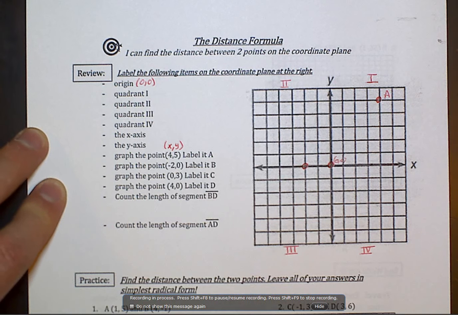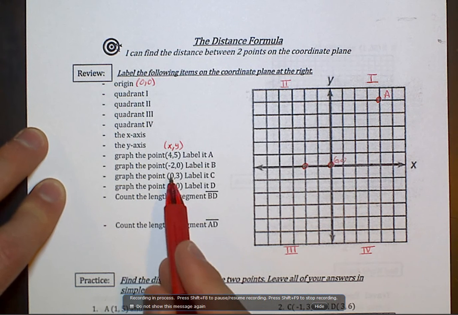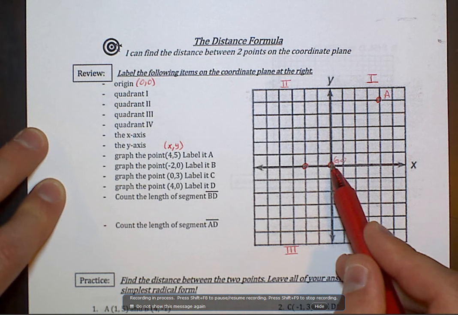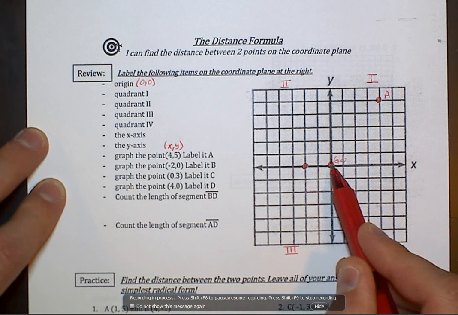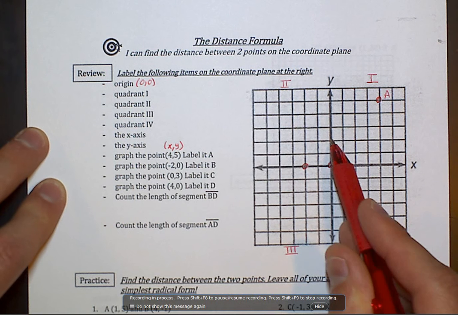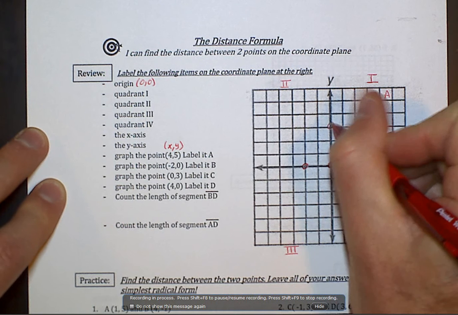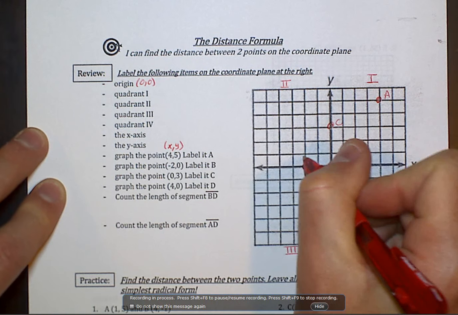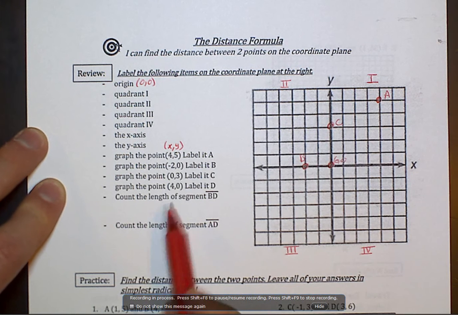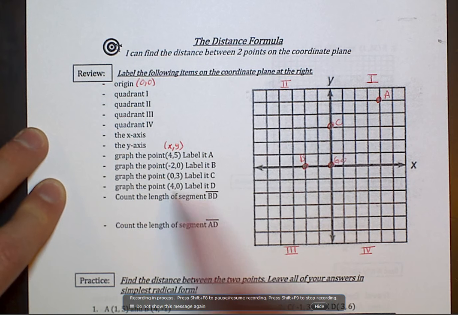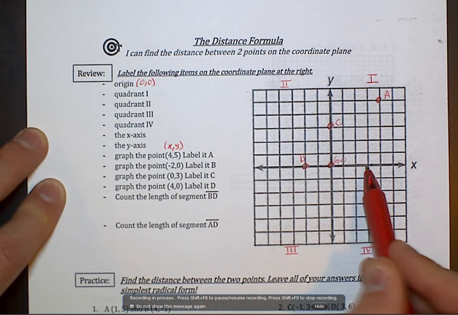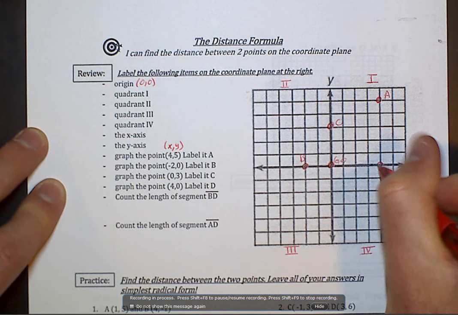Let's go to the next point, 0, 3. So 0 is our x-coordinate, which means you're going to move 0 units on the x-axis. So you're basically starting at the origin and you're stationary. Then you're going to go 3 units up, 1, 2, 3. So we're going to call that point C. Again, this was point B down here. Point D is 4, 0, so you're going to move 4 units on the x-axis, 1, 2, 3, 4, and it's a 0 for the y, so it stays right there.